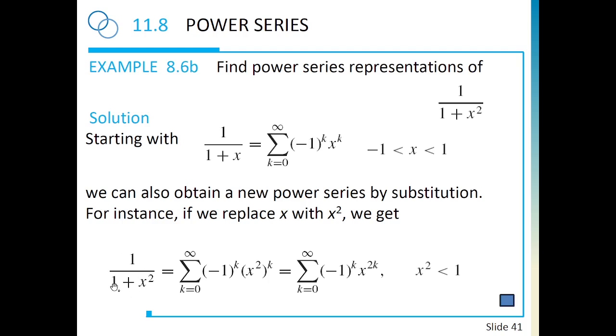So I get on the left side my expression, I replace x by x squared, so not a big deal, so I have x to the 2k, and again x, I replace it by x squared, so this means x squared smaller than 1. Again, what are the values of x for which x squared is smaller than 1? X is between -1 and 1. So the interval remains the same.